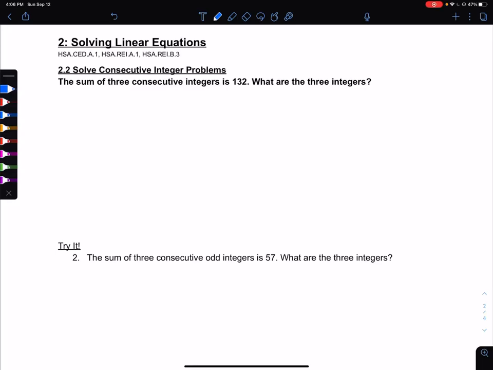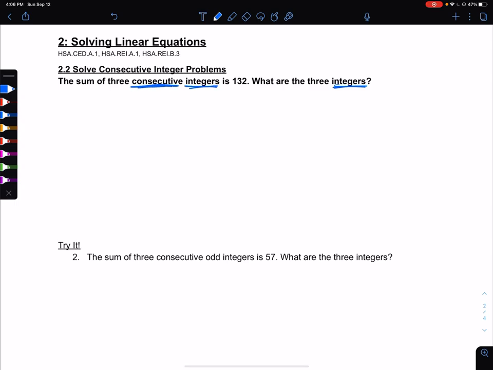In this video, we're going to look at topic 2, example 2, where we solve consecutive integer problems. We're told the sum of three consecutive integers is 132, and we need to find the three integers. A couple things just based off that statement: we know that there are three integers. Integers is important, and consecutive.